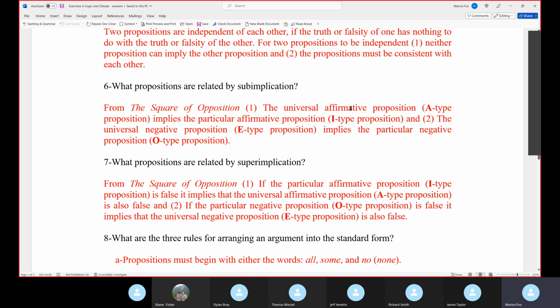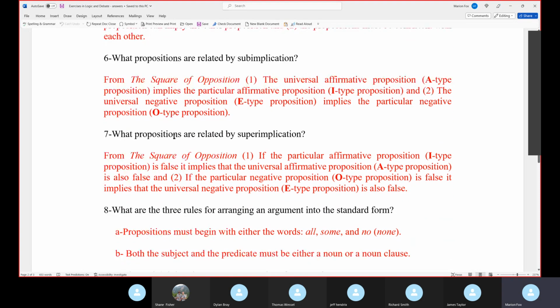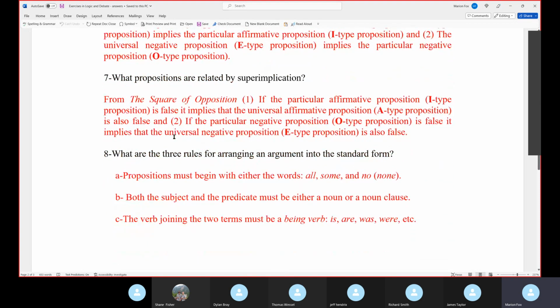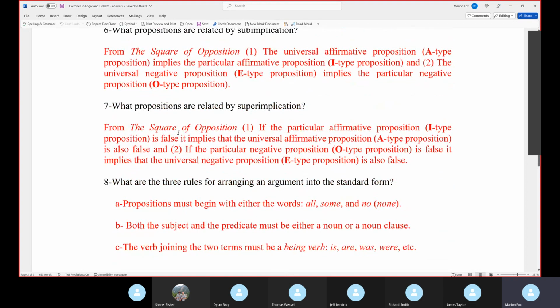And we have sub-implication, and I gave that to you. The A implies the I, and the E implies the O proposition. We have super implication. I went through that as well just a minute ago, and I'll go back to the square of opposition and show it again in a minute.